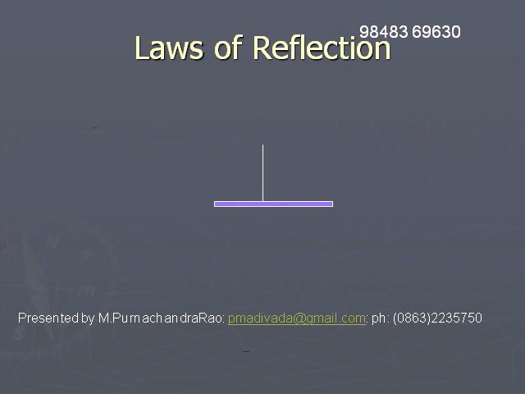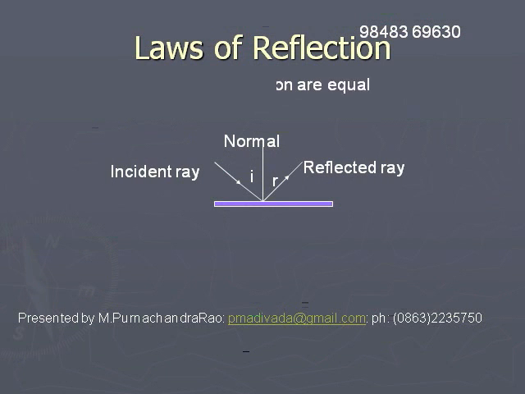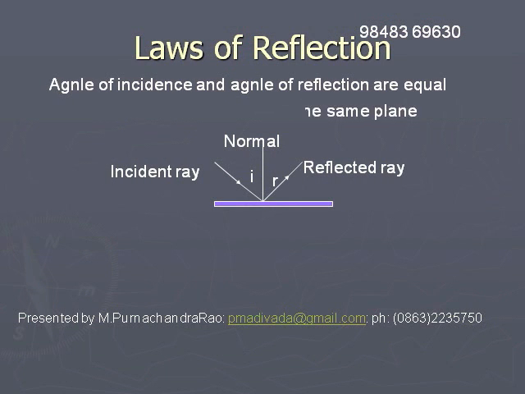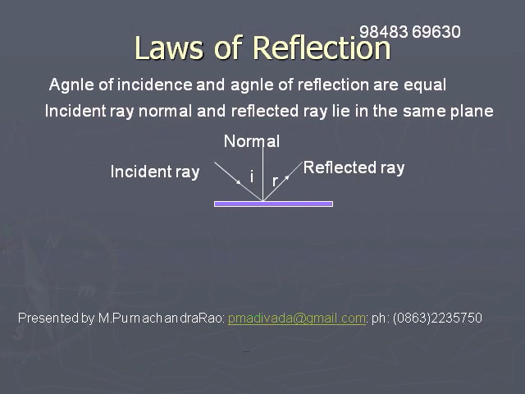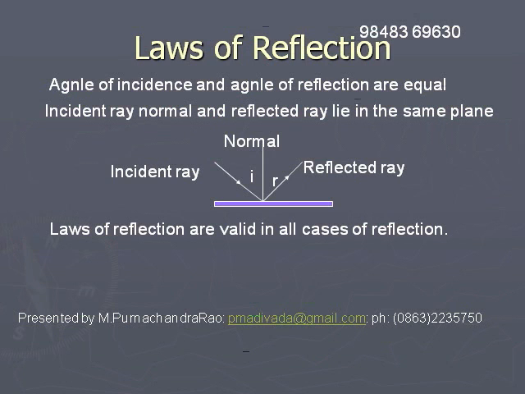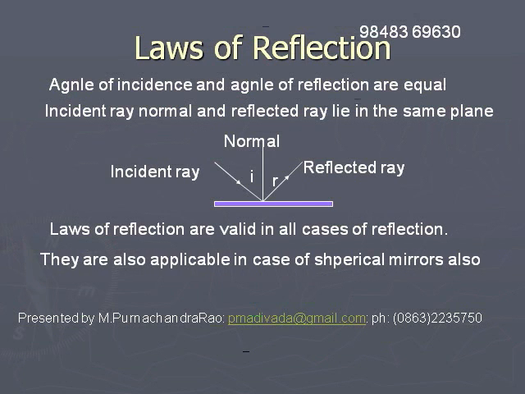Laws of reflection are valid in all cases. They are valid not only in plane mirrors, they are also valid in spherical mirrors. Whatever may be the type of mirror we choose, laws of reflection are valid. So, laws of reflection are valid in all cases, in all shapes of mirrors that reflect the light.